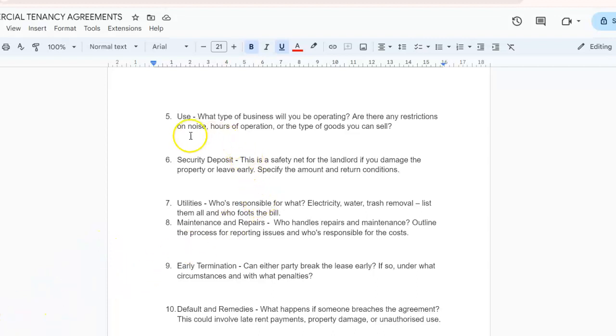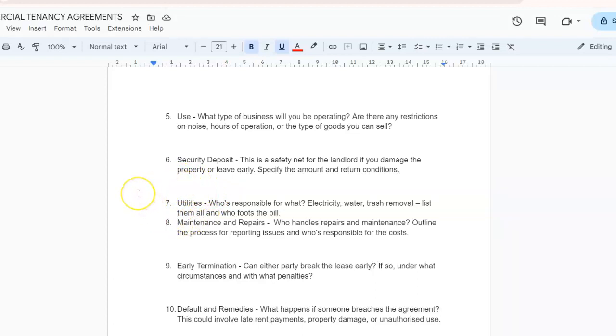Number six, you need to include a segment for security deposit. In this segment, you need to specify the exact amount required for a security deposit, and you need to mention the return conditions. For example, clearly outline the conditions under which the deposit will be returned to the tenant, including deductions for damages or unpaid rent.